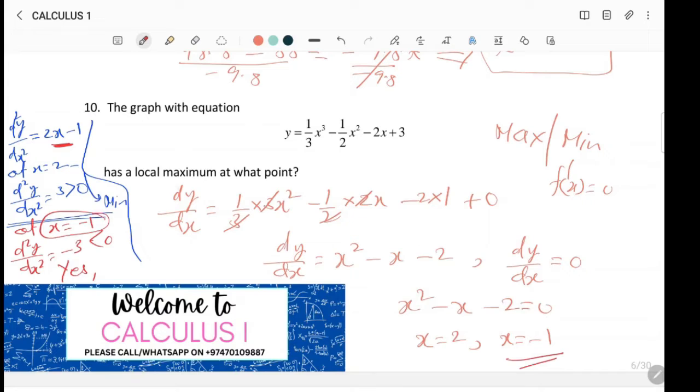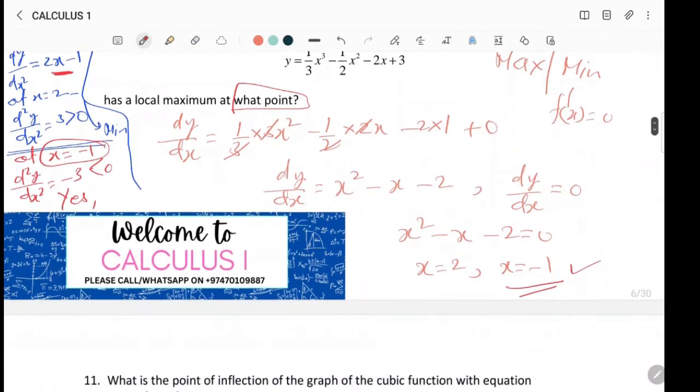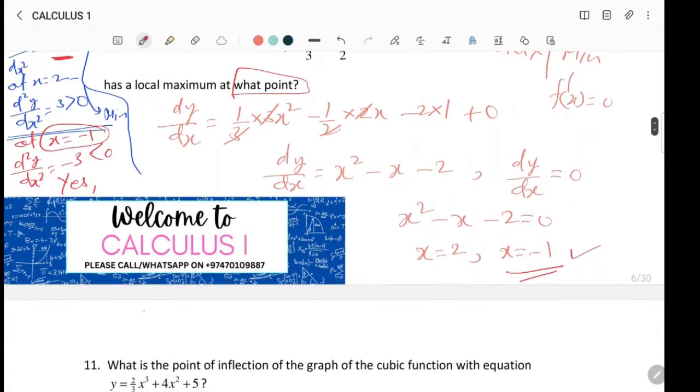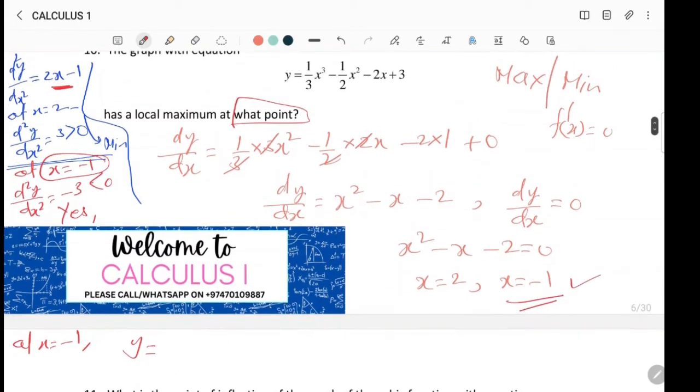But they are talking about at what point, right? Whenever someone is asking about the point, it means they are talking about x as well as y. So we understood at x equals -1 we will get a maximum, but we need to find y also. So I am finding y here. At x equals -1, I am going to find y. So just put x equals -1 in this.